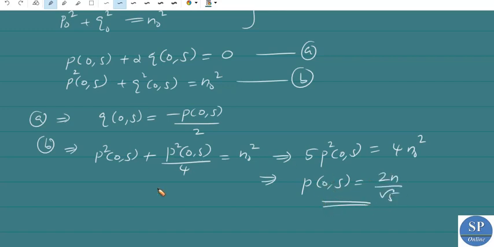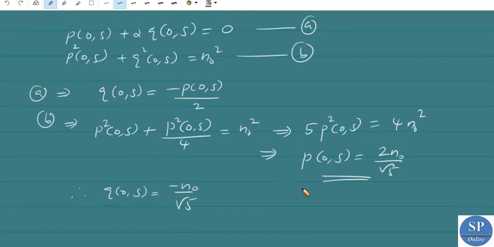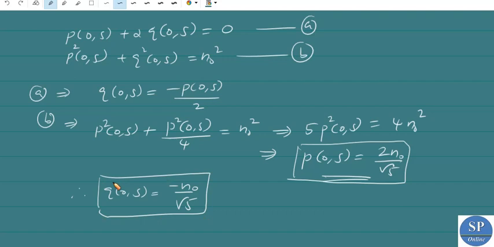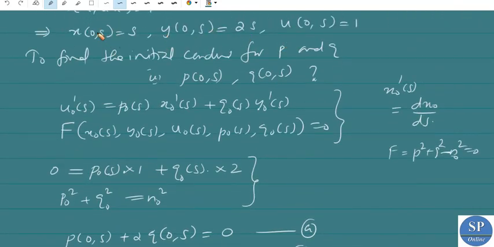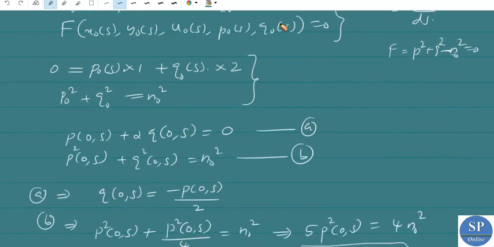Right, this is p, so we have q. Therefore q of 0, s is nothing but minus p by 2, that is minus n by root 5, where n is n naught. Minus n naught divided by root 5. So this is q and this is p. Clear? So now we have obtained the initial conditions for p and q also, along with the initial conditions for x, y and u.